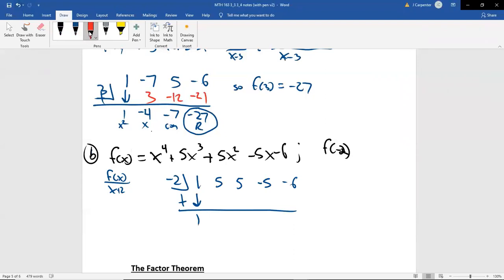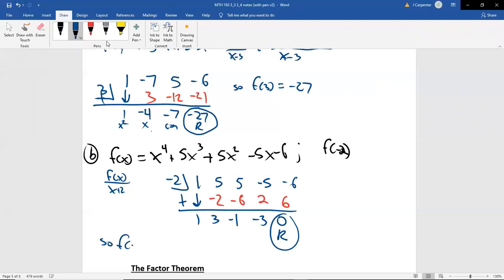Multiply. 1 times negative 2 is negative 2. Add. 5 minus 2 is 3. Multiply. 3 times negative 2 is negative 6. Add. 5 minus 6 is negative 1. Multiply. Negative 1 and negative 2 is positive 2. Add. Negative 5 plus 2 is negative 3. Multiply. Negative 3 times negative 2 is positive 6. Add. Negative 6 plus 6 is 0. That's the remainder. That's what we want.